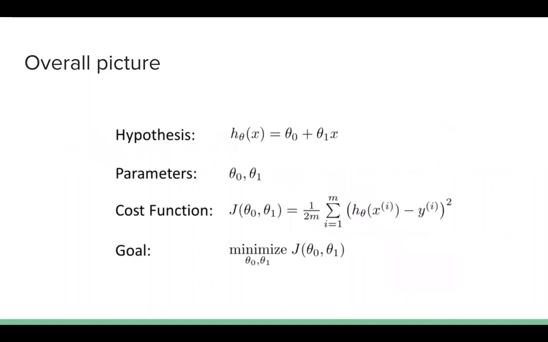Now this is the overall picture that we have discussed till now. What is the hypothesis? The hypothesis is trying to fit a line through the data: theta 0 plus theta 1 x. What are the parameters that we are trying to change here? Both theta 0 and theta 1, because the y-intercept and theta 1 both decide how the line looks when you fit it through the data.